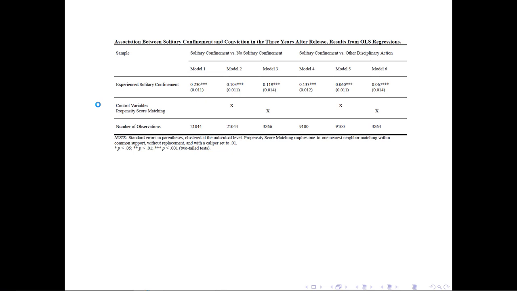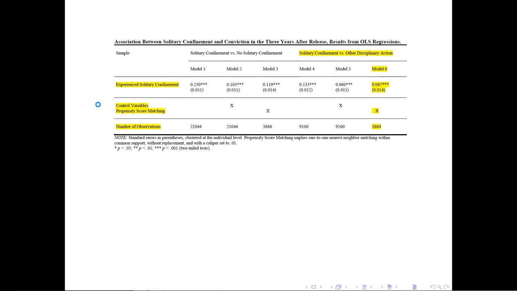So what we're going to do here, and I'm going to try to move through the results pretty quickly. In these models, we're essentially looking at the effect of experiencing solitary confinement on the probability of being convicted of a new crime in the 3 years following release. I just want to draw your attention to the model that we think is the most rigorous. This last model compares folks who experience solitary confinement relative to folks who experience some other sort of sanction for disciplinary infraction, so folks who have had some contact with the sanction process in the prison. And then we're also using propensity score matching.